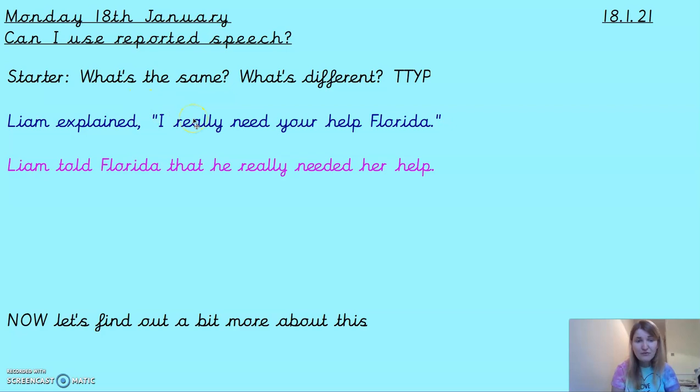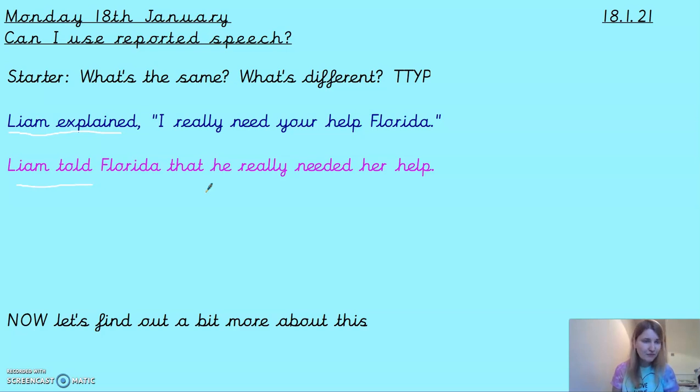Okay, so if we look in terms of what's the same, we've got this first one: Liam explained, "I really need your help, Florida." And then we've got: Liam told Florida that he really needed her help. One of the things I noticed straight away was that the person talking is Liam in both sentences. So we've got Liam explained and Liam told. In both of them, we've got the same speaker, we've got a verb, and they're both saying the same thing. They're both talking about Liam telling Florida that he needs her help.